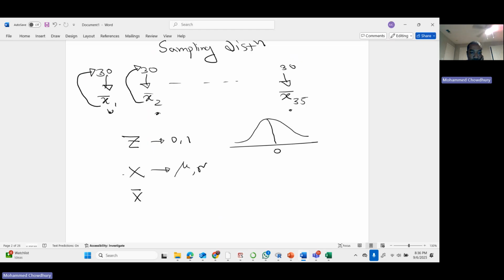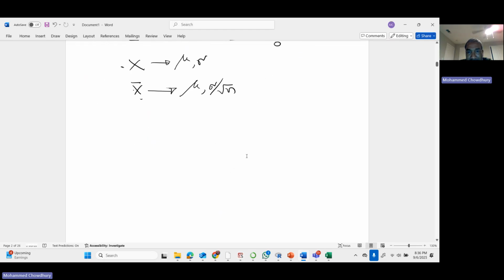This x could come from a normal distribution. This x also could come from a binomial distribution, Poisson distribution, or exponential distribution. As it is a sample mean, it has a distribution with mean mu and standard deviation sigma over square root of n. So these are the things: z, x, and x bar. Now I have to explain it with an example.